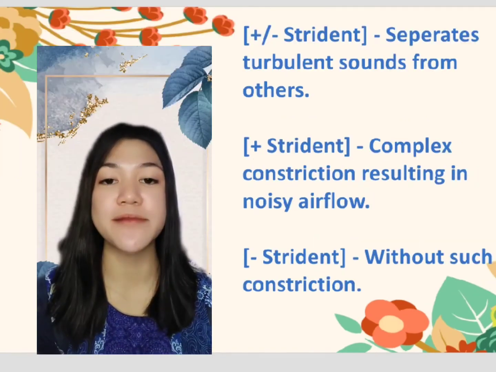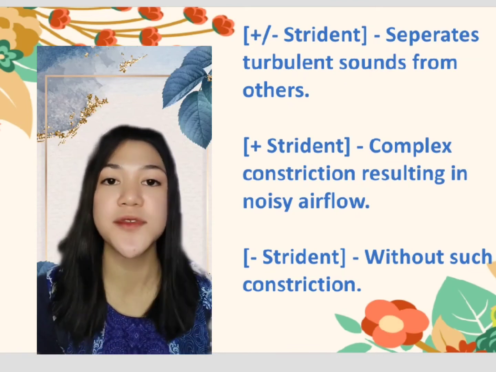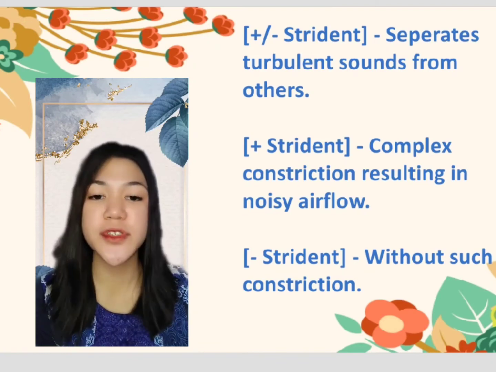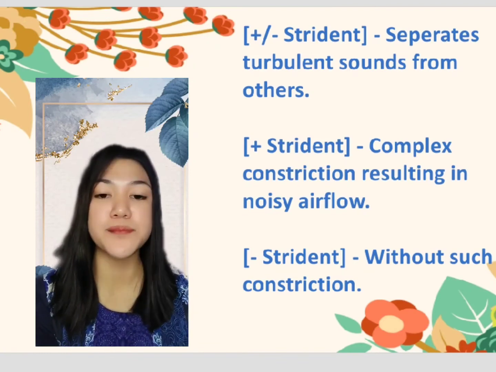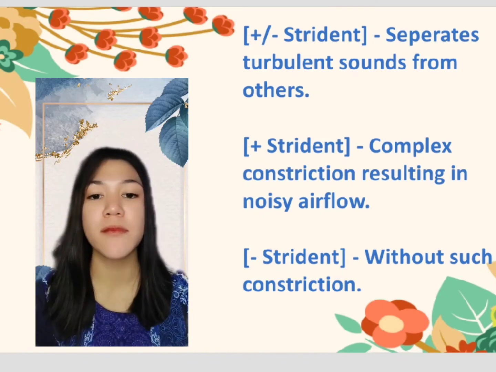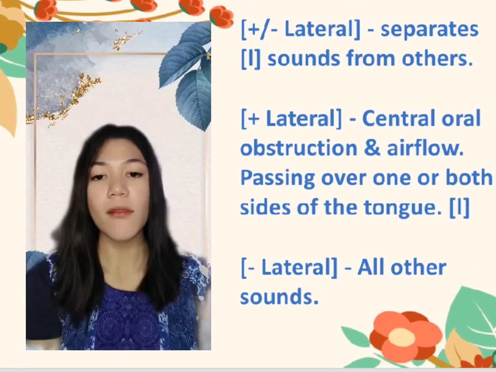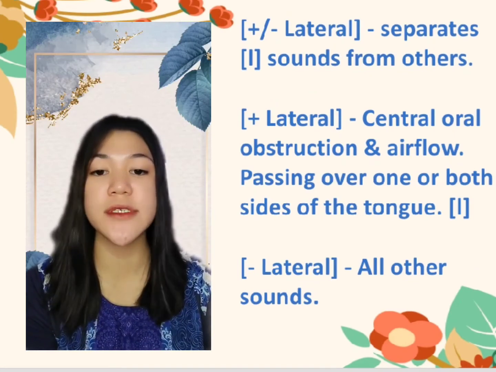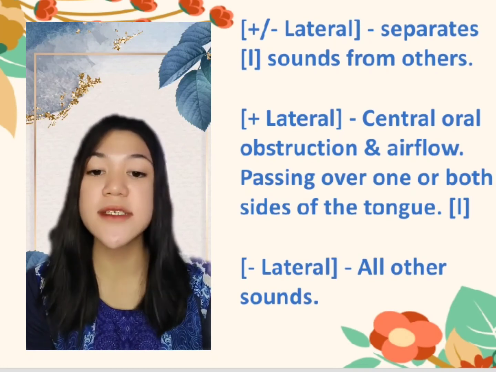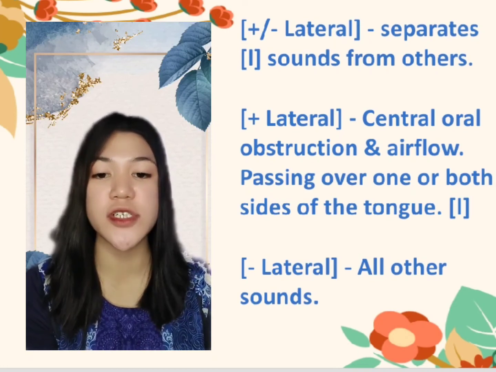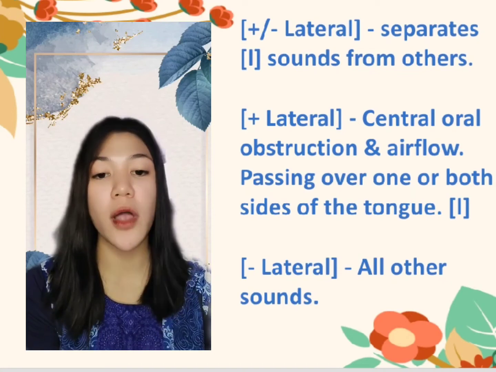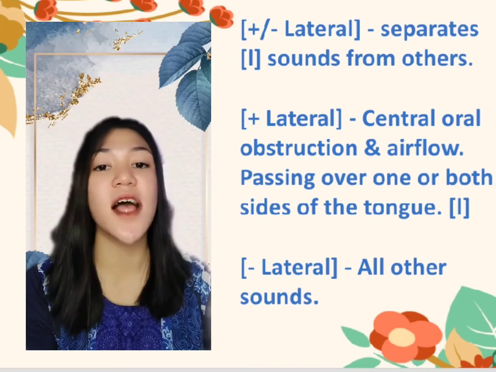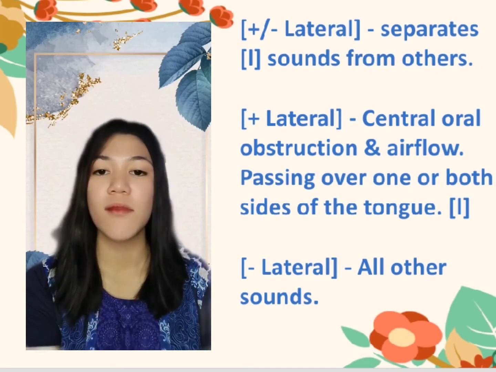Plus minus strident separates turbulent sounds from others. Plus strident, complex constriction resulting in noisy airflow. Minus strident, without such constriction. Plus minus lateral separates L sounds from others. Plus lateral, central oral obstruction and airflow passing over one or both sides of the tongue. Minus lateral, all other sounds.